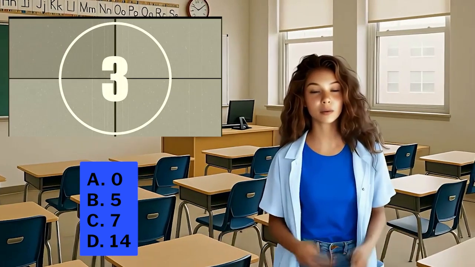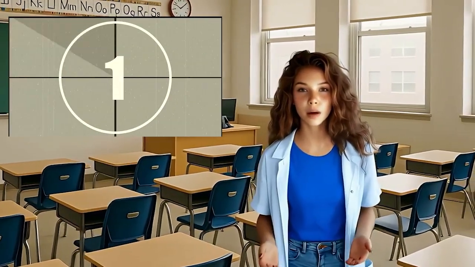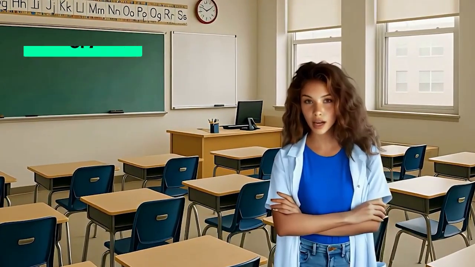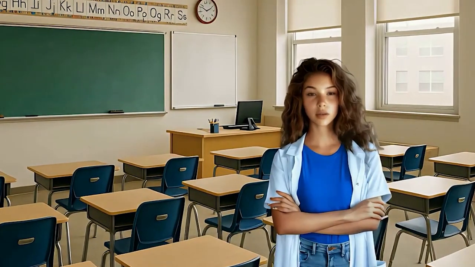Stay sharp. Focus up. Time's up. The answer is C, 7. Water is a great substance for pH 7. Neutral is the best for your water. Hope you're ready for the next question.